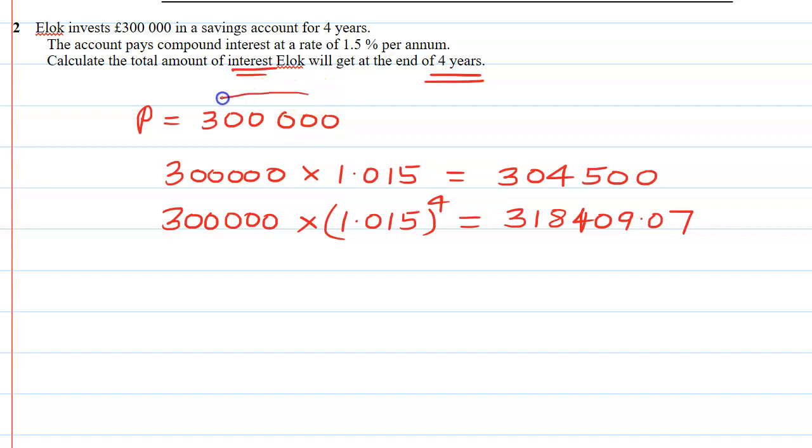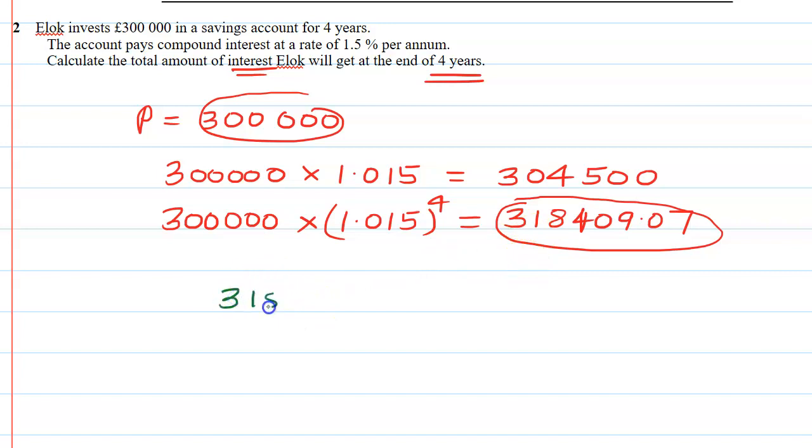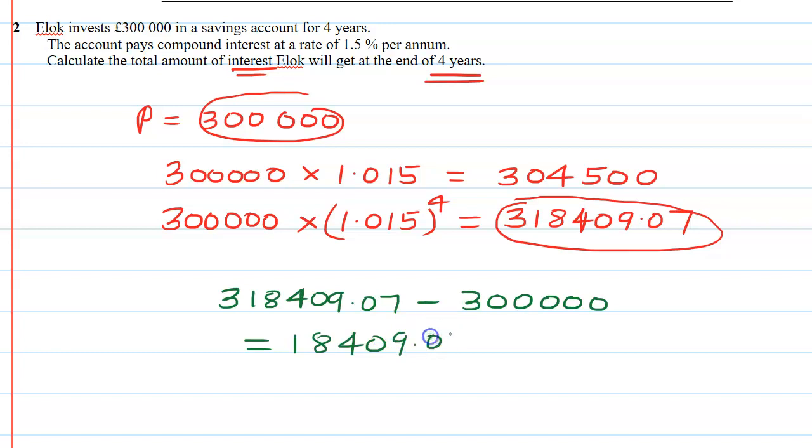So how much interest is he getting? He has invested this much amount, and at the end of 4 years he is getting this much amount. So the interest is 318,409.07 take away 300,000. If you take away 300,000, you get 18,409.07. So this much money he is getting after 4 years. Okay, let's go for another question.